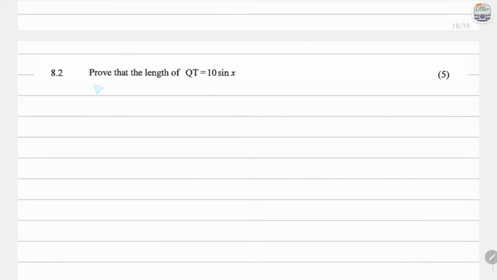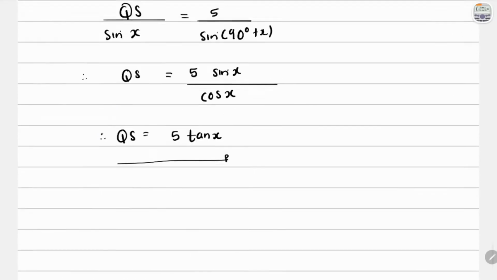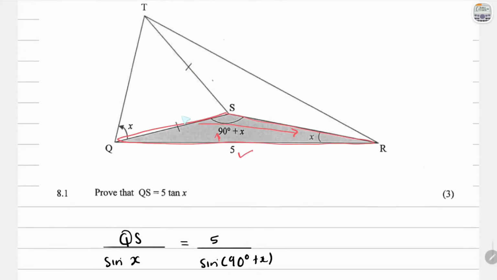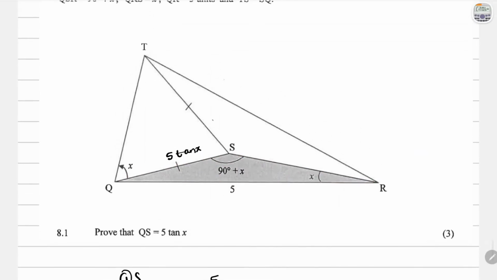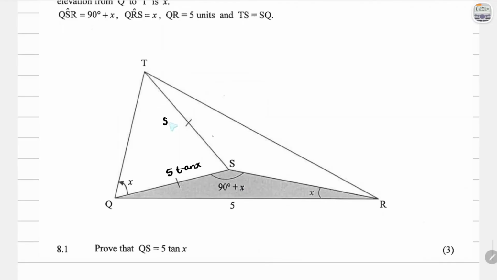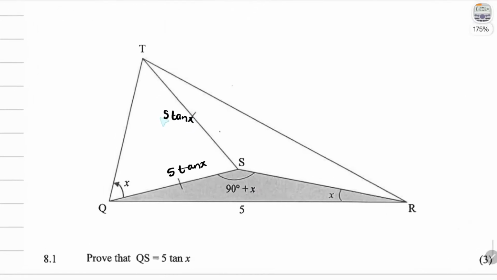Question 8.2 says, prove that the length of QT is 10 sine X. Now that we have QS as 5 tan X, how do we find QT? There are also other things that we know here. Because QS and ST are equal, this is also 5 tan X. So using the information we have, how do we find QT?